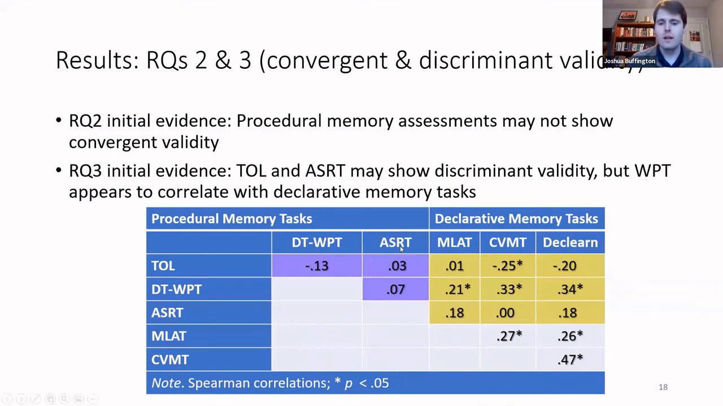For research question 3, we see the correlations with declarative memory in the upper right-hand corner of this table. And what's notable here is that generally the Tower of London and ASRT do not correlate positively with declarative memory. So here, Tower of London, we see non-significant correlations and one significant negative correlation, and ASRT, all negative correlations. So this is suggestive that these tasks may show discriminant validity. However, somewhat unexpectedly, the weather prediction task correlated positively with the declarative memory task. So this suggests that the WPT perhaps looks a bit more declarative.